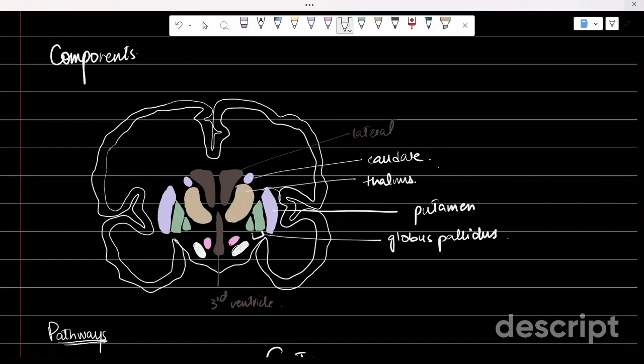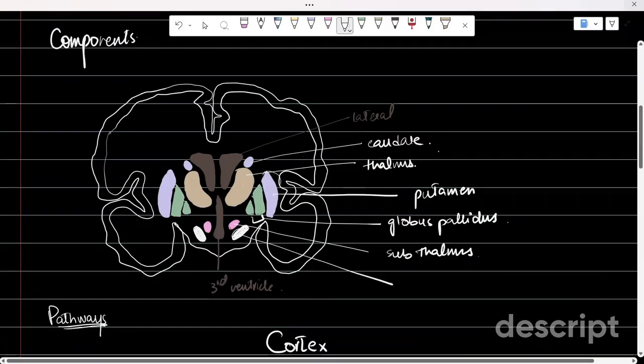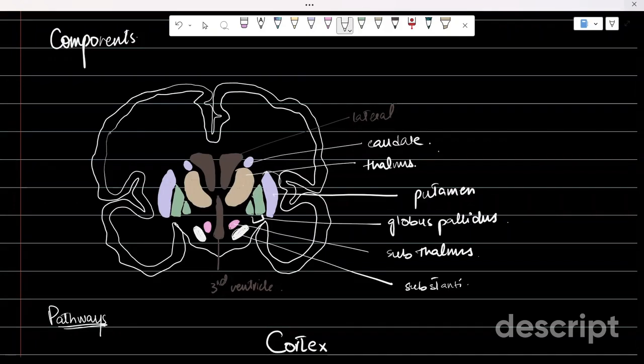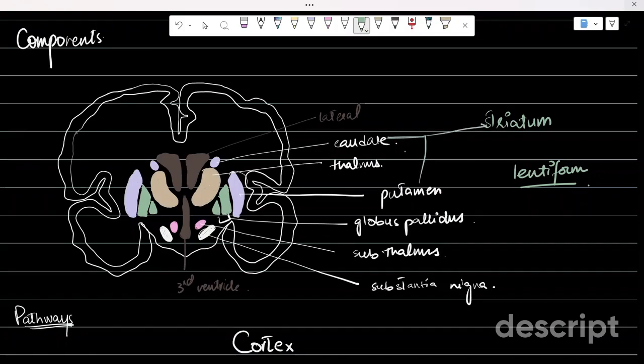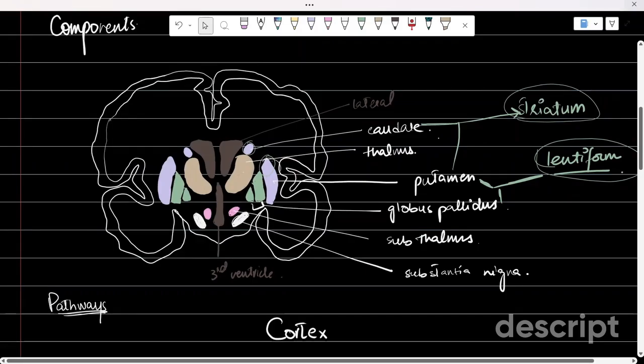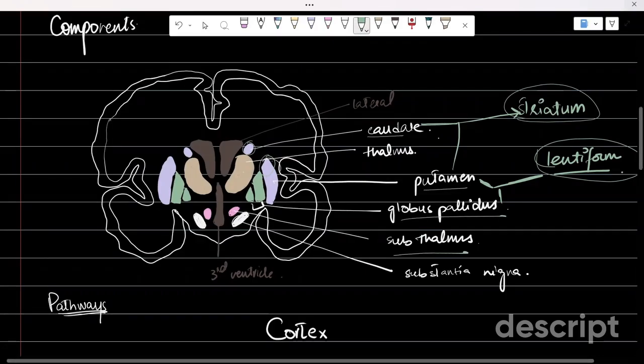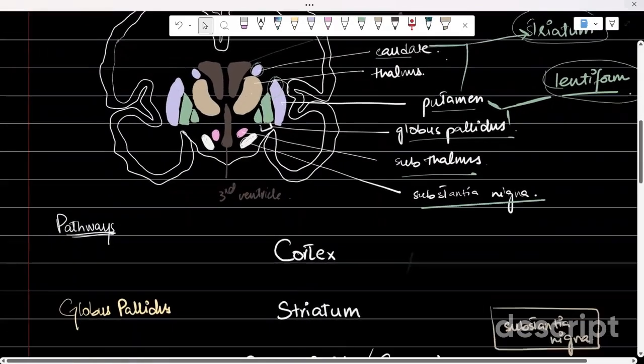Now the one present over here in pink along the third ventricle, that is the subthalamus. The one in white, that is substantia nigra, which plays an important role in Parkinson's disease. You might have heard of other terms such as striatum and lentiform nucleus. What are these? So striatum is caudate and putamen together. Lentiform, on the other hand, is putamen and globus pallidus together. You might come across these terms, so you should know what they actually mean. Now, since we know the components of basal ganglia, which are caudate, putamen, globus pallidus, subthalamus, and substantia nigra, we will move on to the pathways.